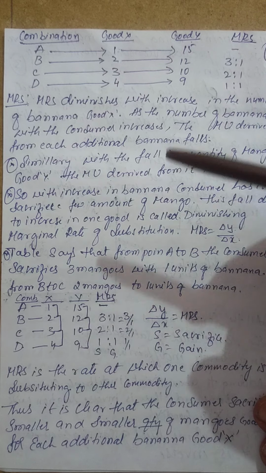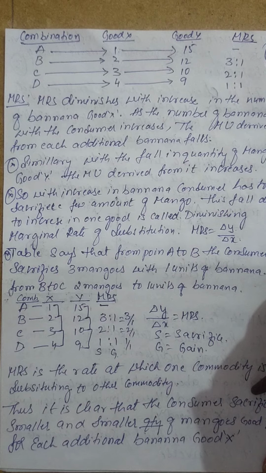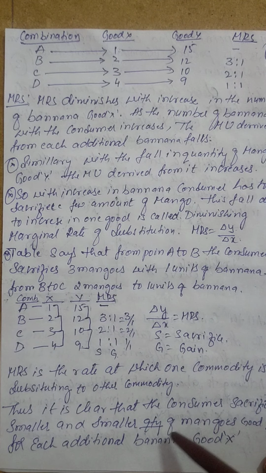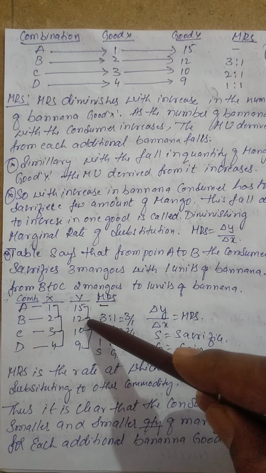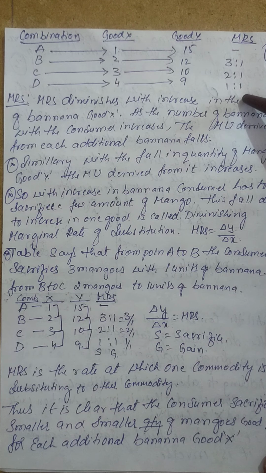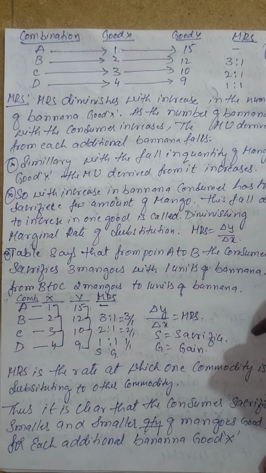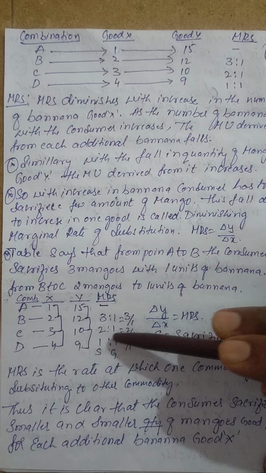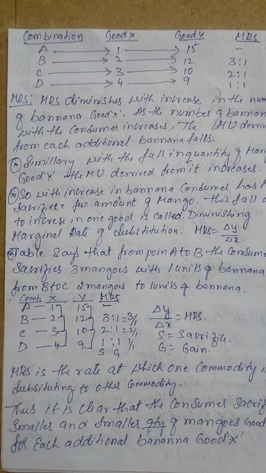Okay, so this is sacrificing. So this is what happens, and thus it is clear that the consumer sacrifices a smaller and smaller quantity of mangoes (good Y) for each additional unit of banana, isn't it? Every time it gets smaller, see, from 3 to 2, 2 to 1, it is going down. That means he is going to sacrifice less and less for every single unit of addition of bananas. So that becomes a 3:1 ratio, 2:1 ratio, 1:1 ratio. So this is about MRS, marginal rate of substitution.